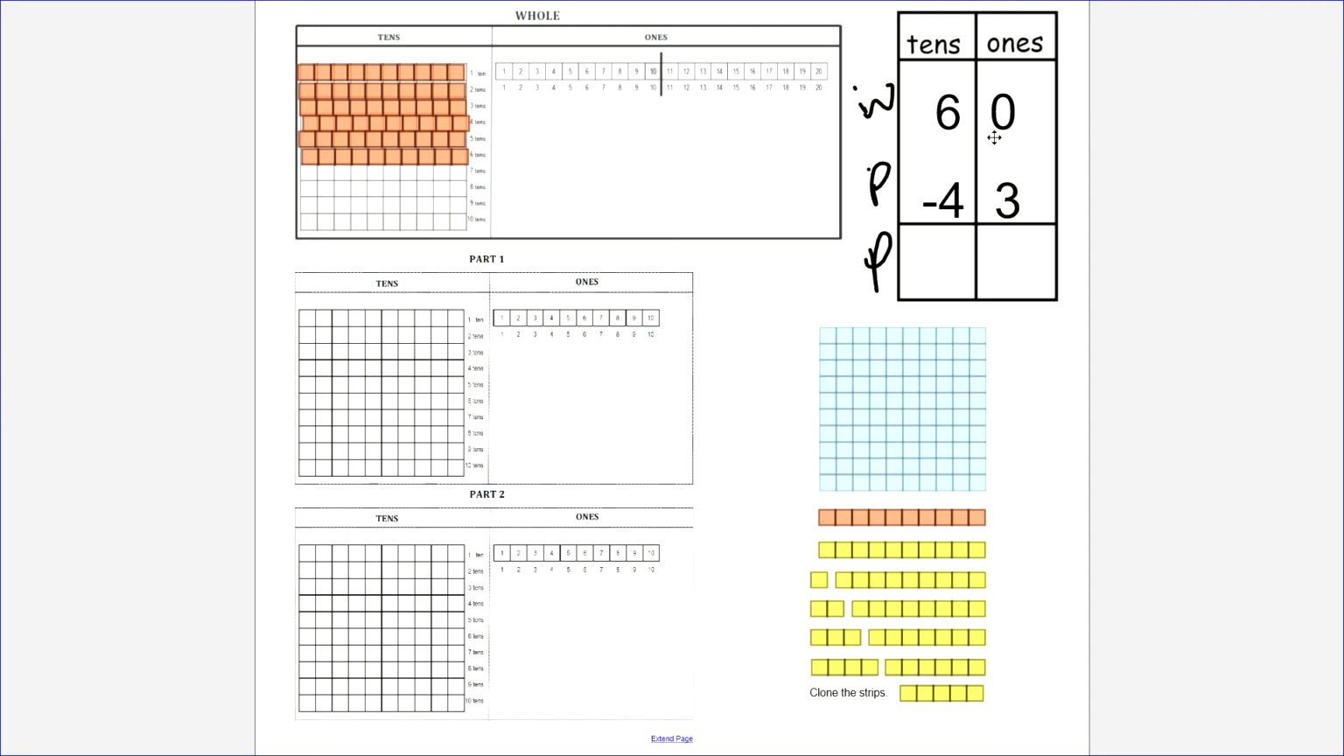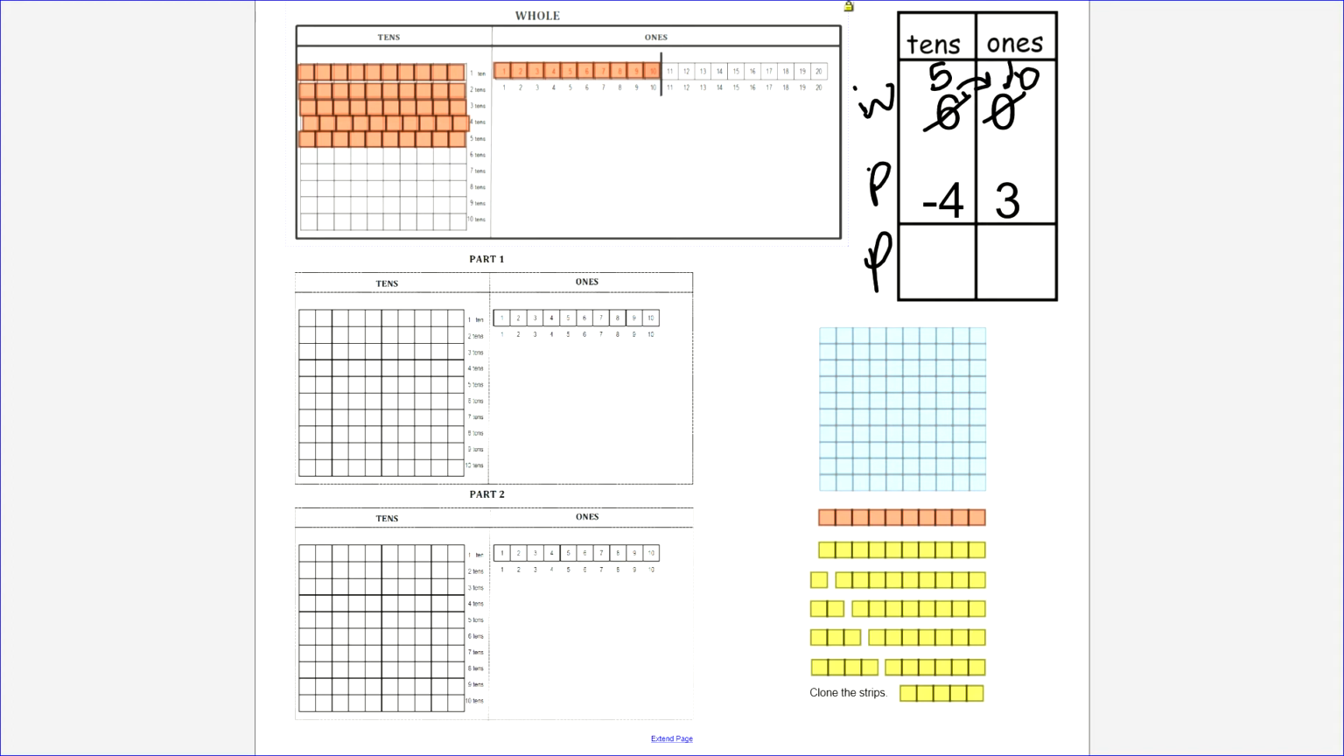I'm going to have to regroup one of the tens so that I have enough ones. I'll take one of the tens and I'll move it to the ones place. I know that 1 ten is the same as 10 ones. So I took one of my tens, now I have 5 tens, and I moved that 10 to the ones place. I used to have no ones, and now I have 10 more ones. 0 plus 10 more ones equals 10. So I now have 10 ones.